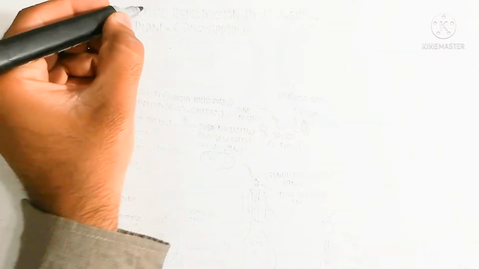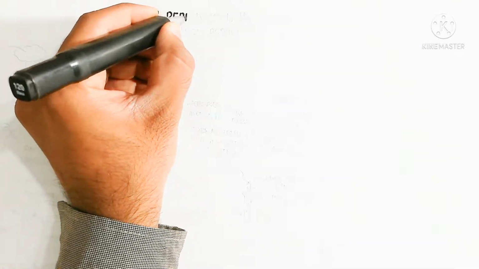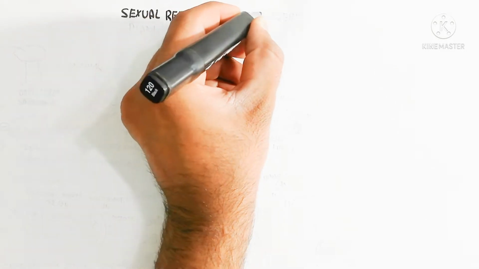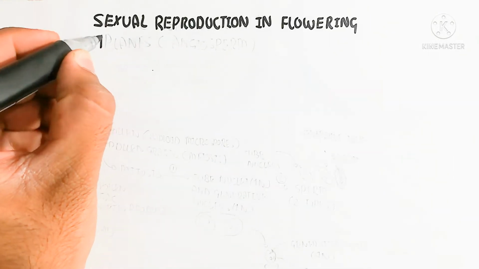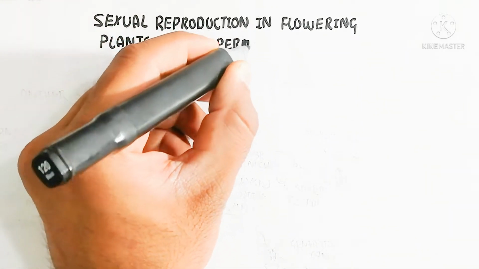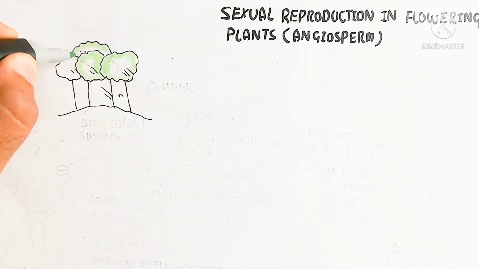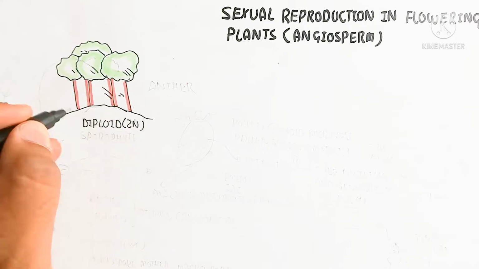Hello, in this video we will discuss sexual reproduction in flowering plants, for example angiosperms. Angio means hidden seed, which is covered with a fruit, and we will discuss double fertilization. Remember that angiosperms are flowering plants, and the flower is the reproductive organ of the plant. Here is the plant, which is a diploid sporophyte.